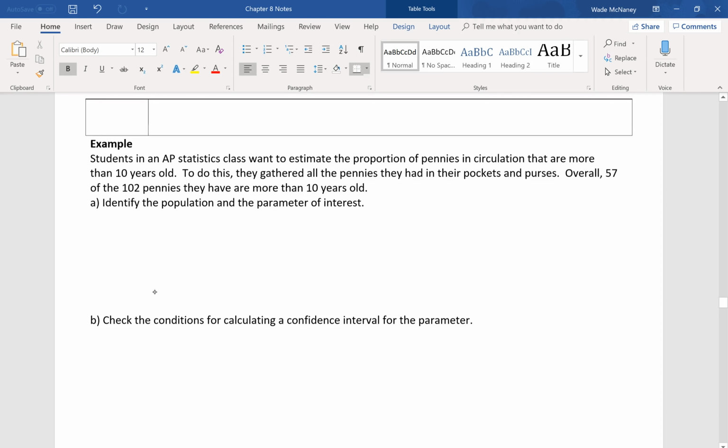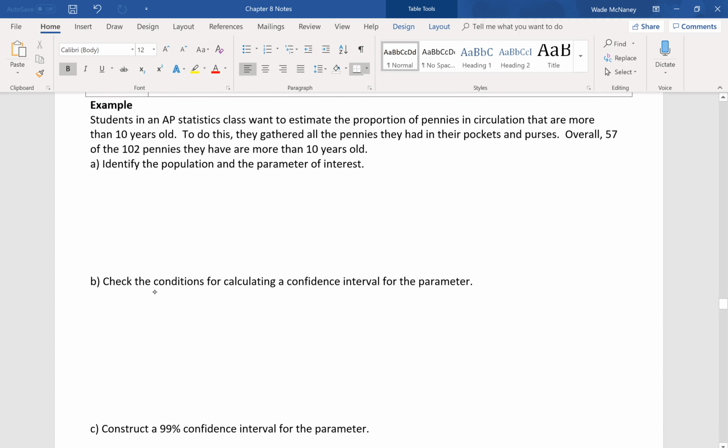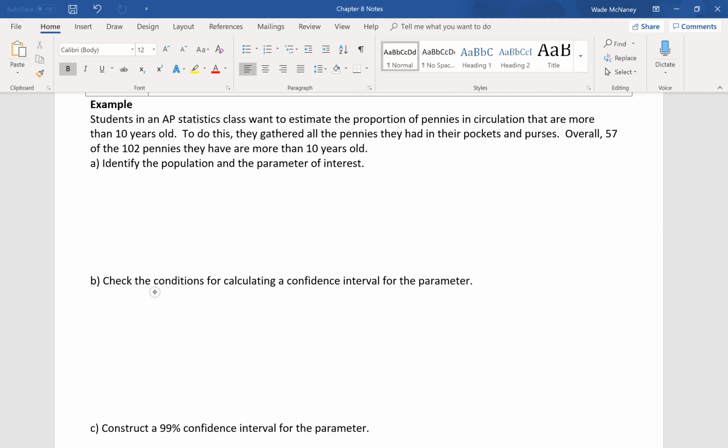Let's put it all together. We're going to do 2 examples with this real quickly. Then you guys will have some time to work on your homework. Okay, so example 1 here. AP Stats wants to estimate the proportion of pennies. So we automatically know we're doing a proportion problem to see how many of them are more than 10 years old. So that's what we're estimating. So they gathered all the pennies in their pockets and purses. Overall, 57 of the 102 pennies had more than 10 years old.